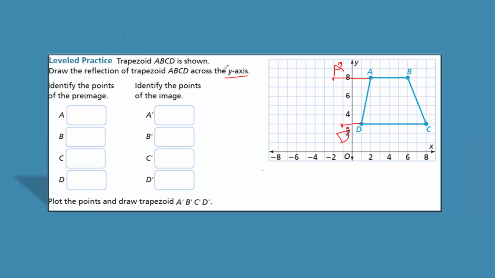B to the y-axis, count 1, 2, 3, 4, 5, 6. So I will count 1, 2, 3, 4, 5, 6. And this is B prime. Last one, C: 1, 2, 3, 4, 5, 6, 7, 8. I will count 8 units. And here is C prime. Connect between them.